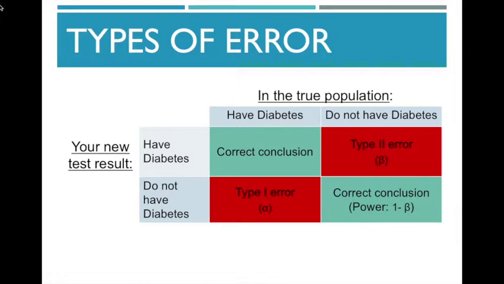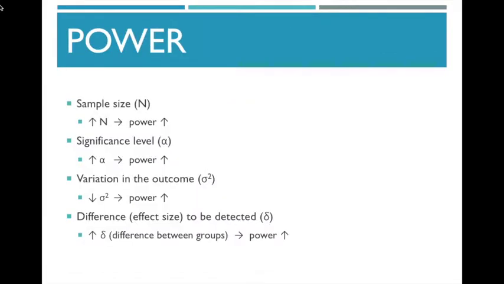The beta value, the type 2 error, is the probability of committing a type 2 error, or falsely saying there is no difference. To fix this, you can increase the sample size. In a type 2 error example, the person does have diabetes, but the new test doesn't identify them as actually having diabetes.